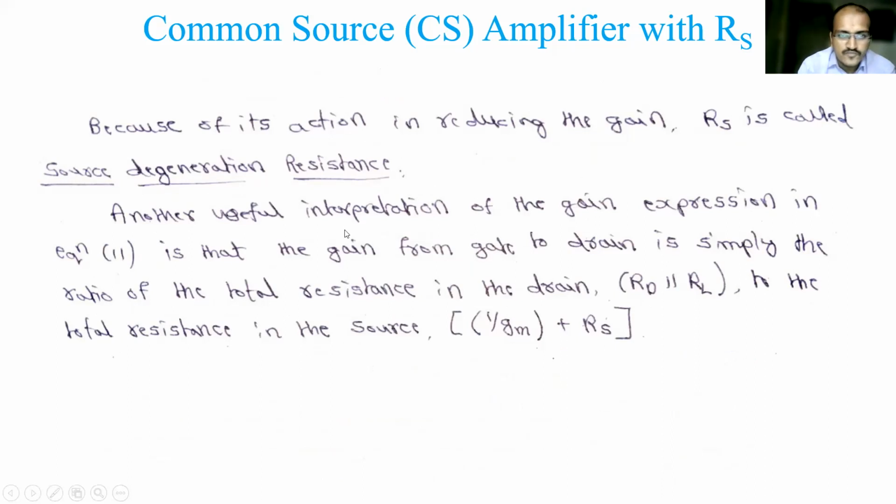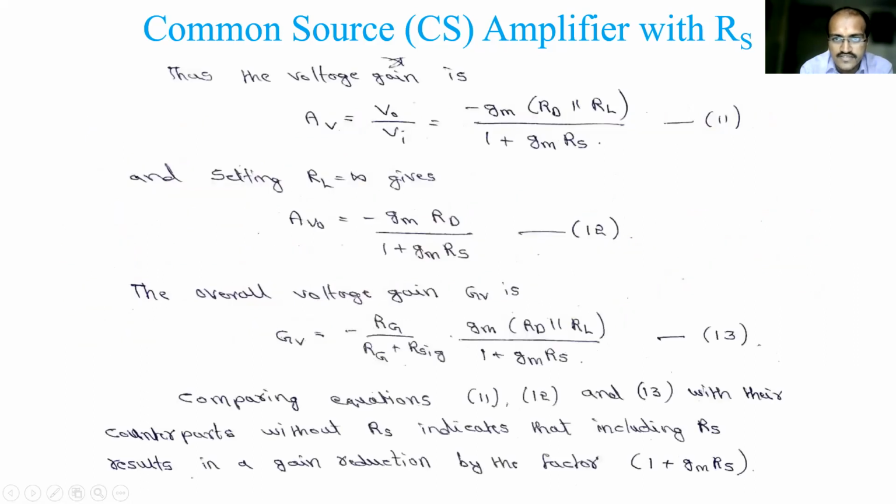Another useful interpretation of the gain expression in equation 11 is that the gain from gate to drain is simply the ratio of the total resistance in the drain, RD parallel to RL, to the total resistance in the source, 1 by GM plus RS. If you take that, 1 plus GM RS by GM, you will get GM only in the numerator, right? That's what you have seen there. So that is another way of explaining equation 11.